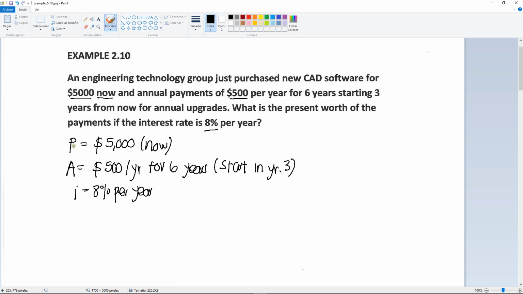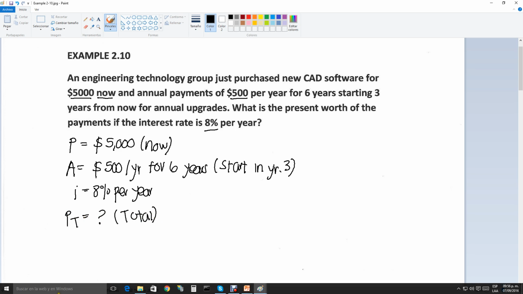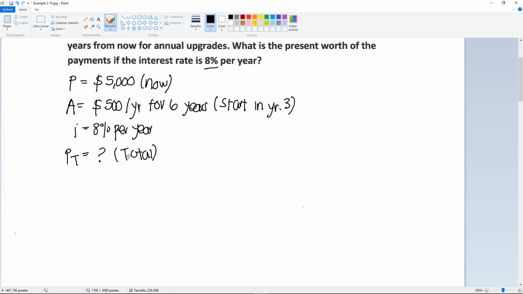So since we already have a P here, I'm going to make this one P total. This is what we're looking for, the total. If we were to draw this in a diagram, it would look something like this.